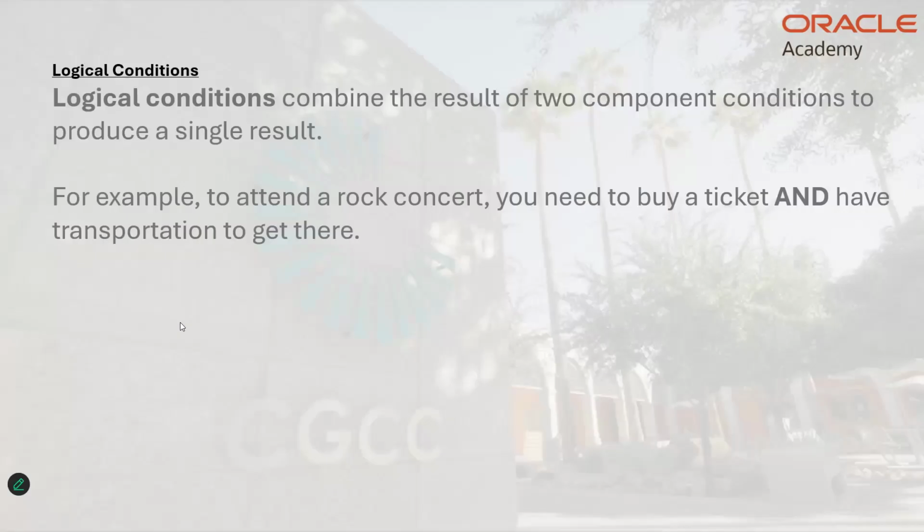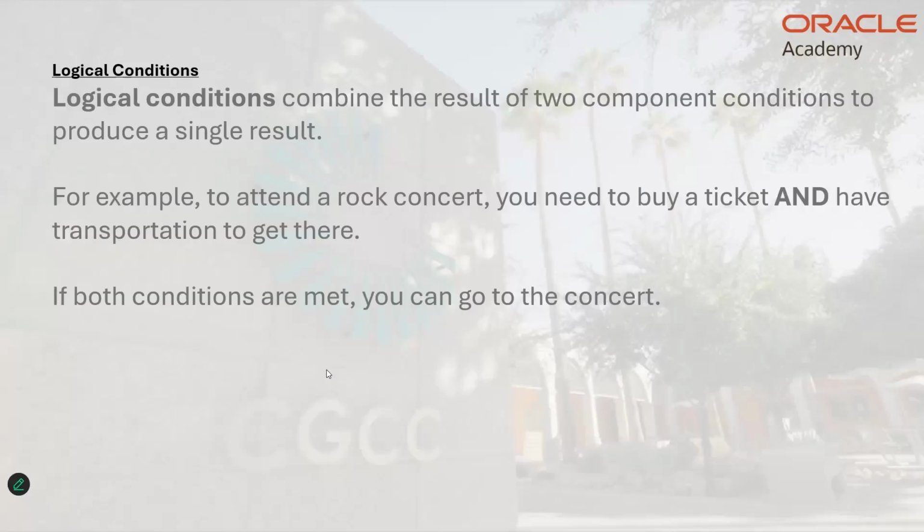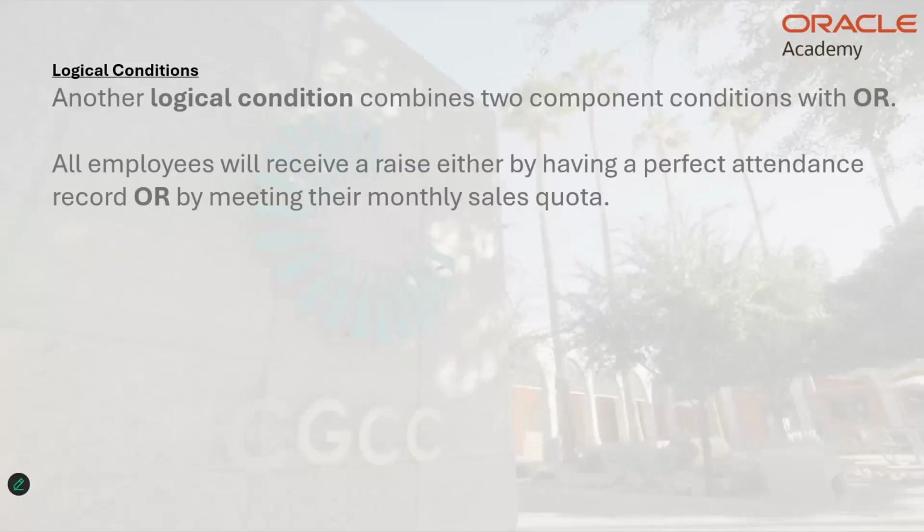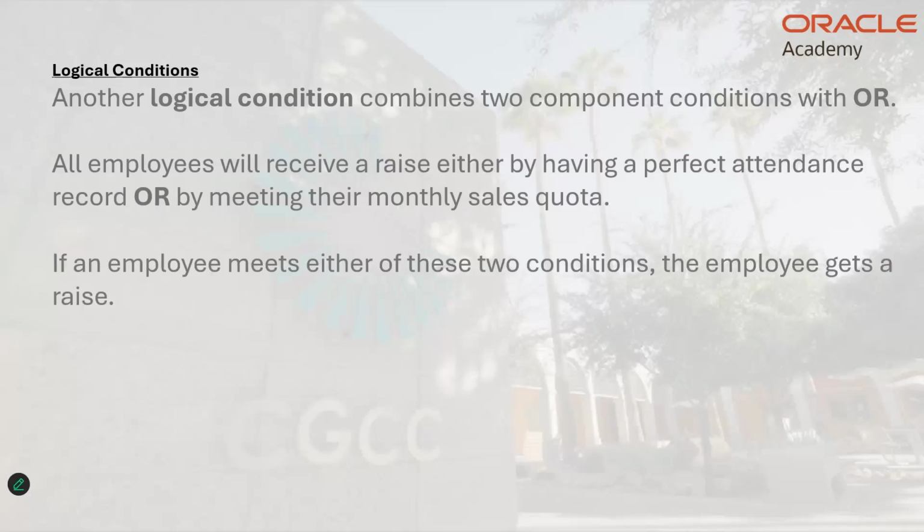Logical conditions basically combine the result of two component conditions to produce a single result. For example, to attend a rock concert, you need to buy a ticket. So both conditions are met, and that's the AND. Both conditions have to be true for the result to be true. Another logical condition is the OR, and you guessed it, either one or the other condition is true. If an employee meets either of these two conditions, the employee gets a raise.